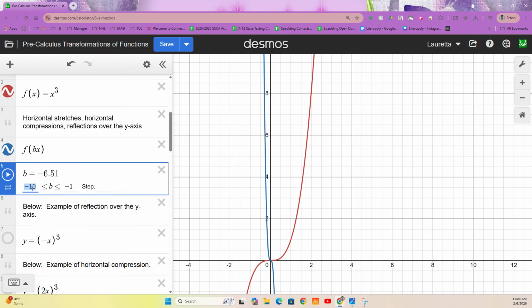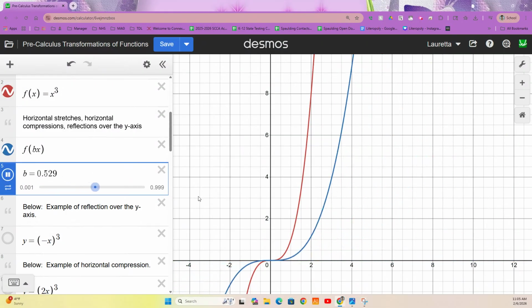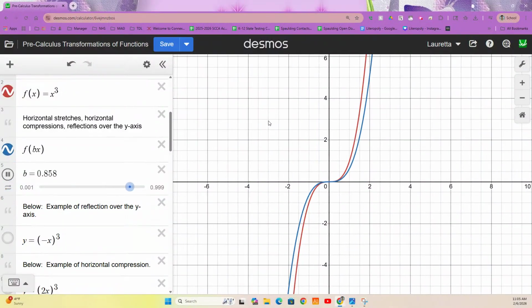Okay. Then when the absolute value of b is in between 0 and 1, in fact, let me put 0.999. So in between 0 and 1, not including 0, not including 1, then you get a horizontal stretch.